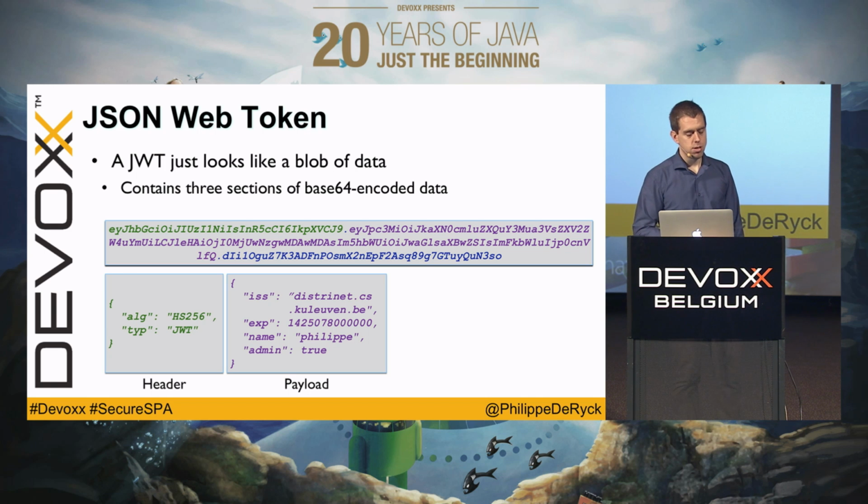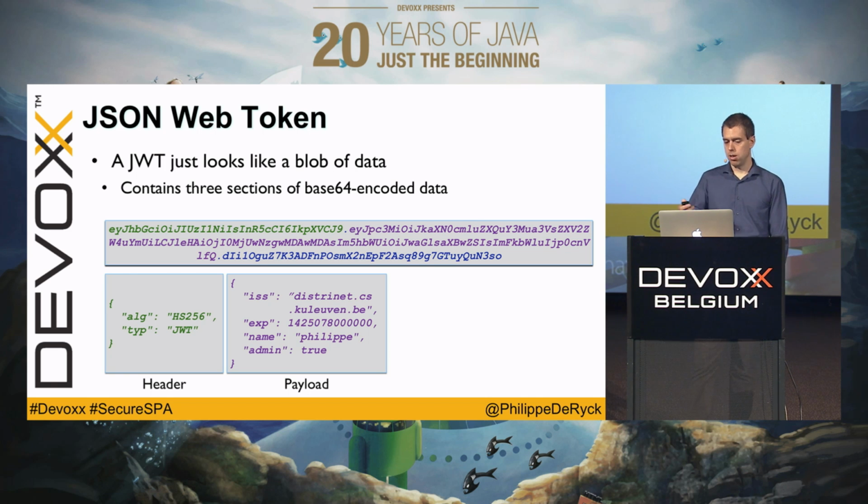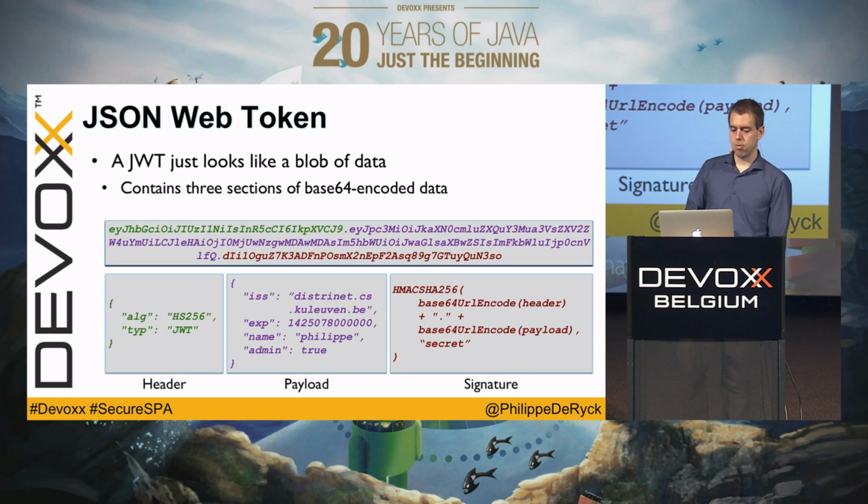The payload contains a few standard claims, like the issuer, the expiration date, and you can also add custom claims to it, like the admin flag in our case, for example. And then the final part, the red part, is a signature of both the header and the payload, and uses a secret key for the signature, so the server can verify whether the token is actually valid.